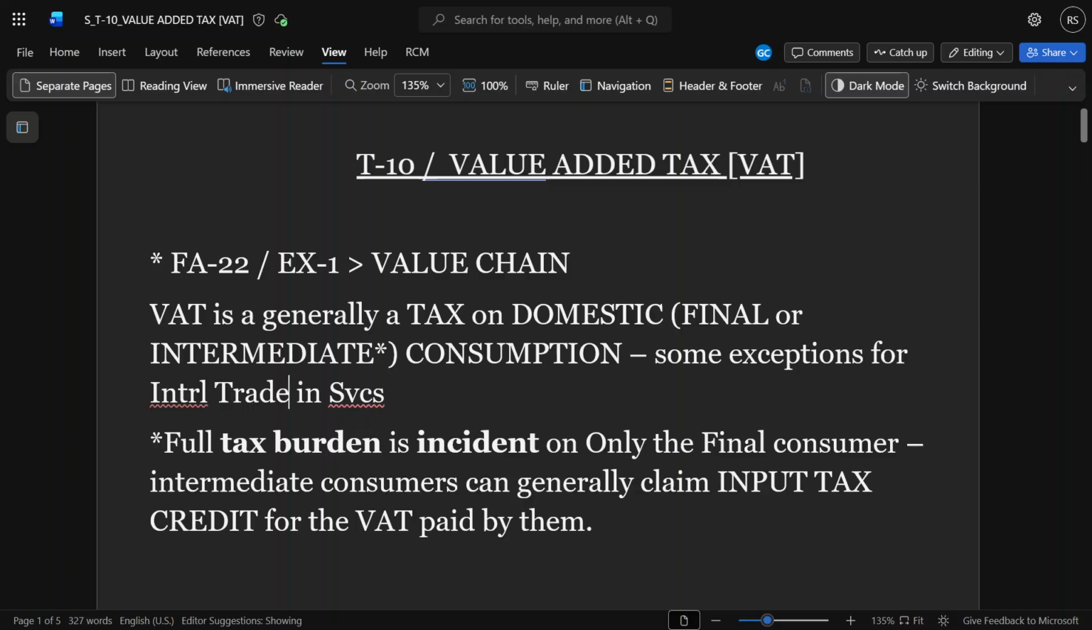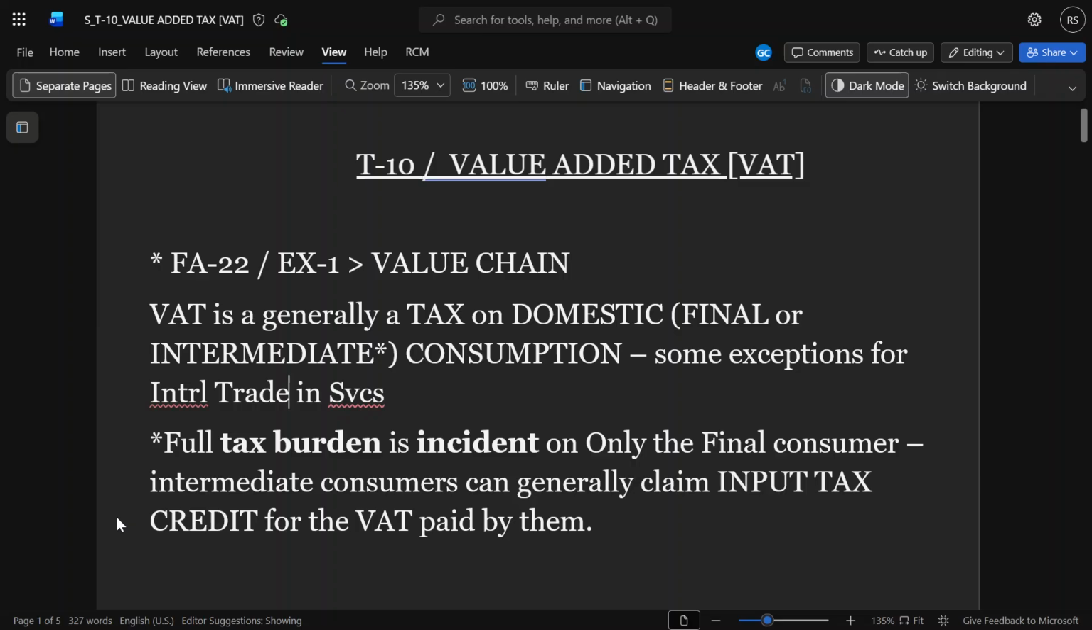But one important thing is, why did I say intermediate and why did I put a star on it? Because although there is a tax on intermediate consumption on a gross basis, actually they pay it on a net basis. The idea is that the full tax burden is only incident upon the final consumer. These are certain technical terms from finance and economics that you need to understand. When we discuss tax and economics, we talk about the incidence of tax.